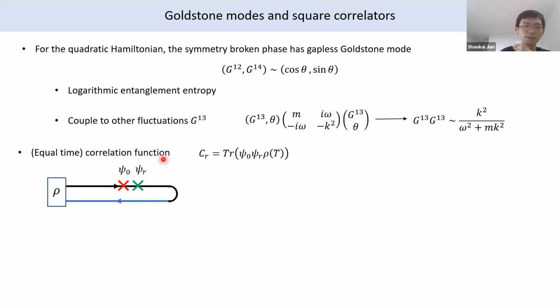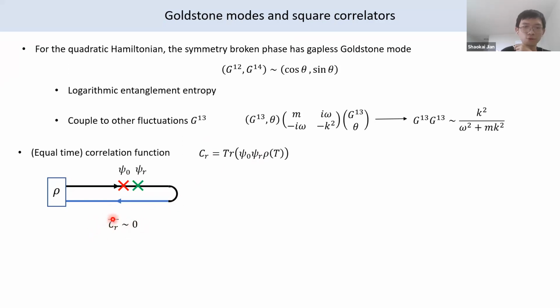We can consider the equal time correlation function for fermions. We evolve the density matrix, and then we apply the Majorana operator at psi 0 and also at psi r, at equal time. I just draw this for illustration. So they are at equal time, and this is the definition, of course.